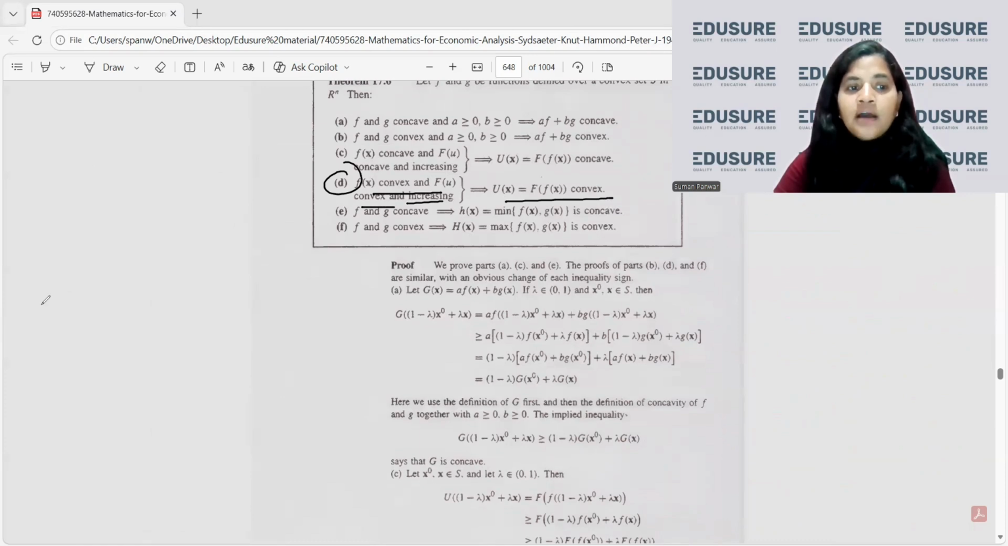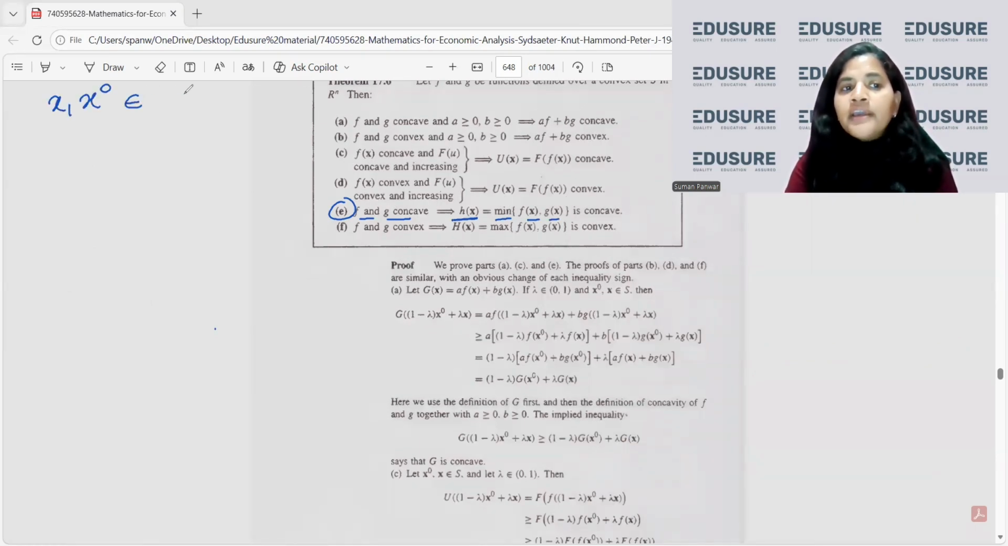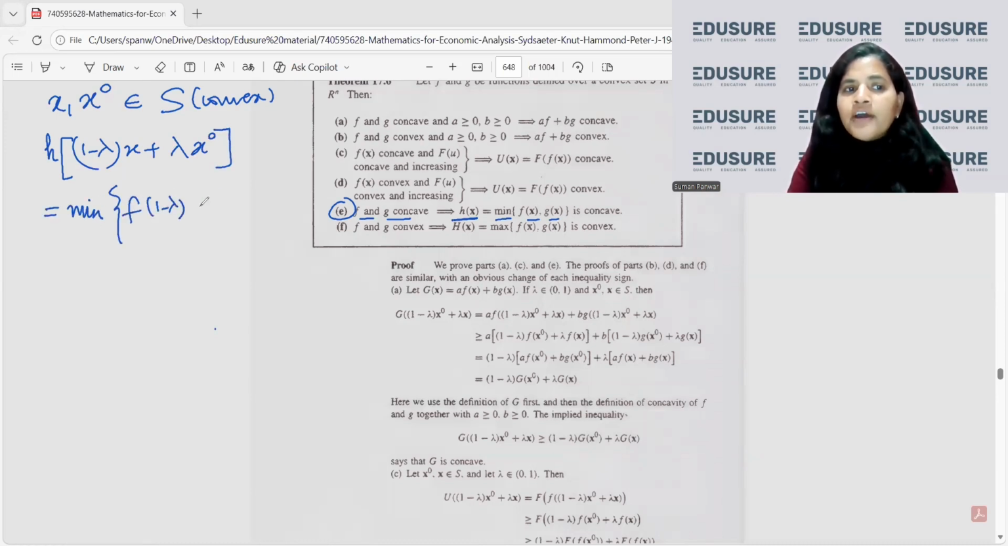All right. Now let's start E. If small f and g are concave, then h(x) defined by minimum of f(x) and g(x) is concave. So again, let us look at x and x naught in the convex set S, and let us try to evaluate h over a convex combination of x and x naught. This is minimum of f of (1 minus lambda) x plus lambda x naught, comma, g of (1 minus lambda) x plus lambda x naught.